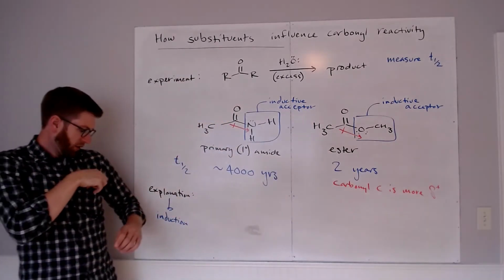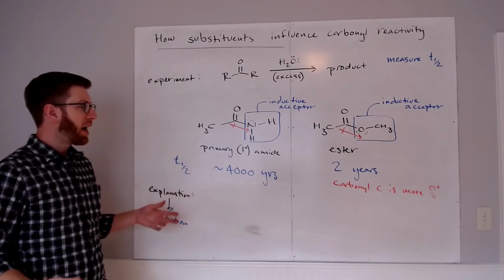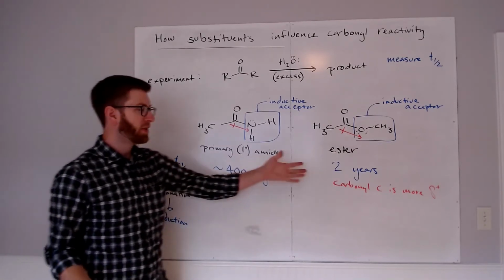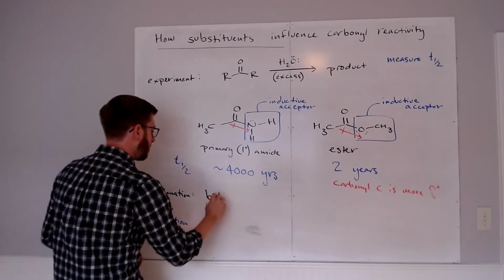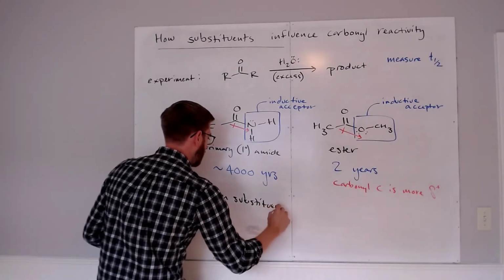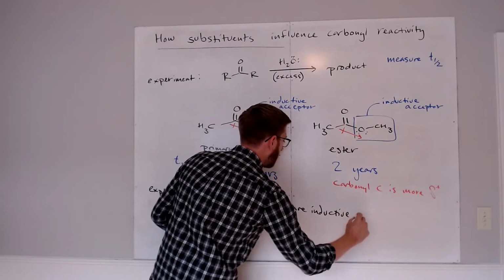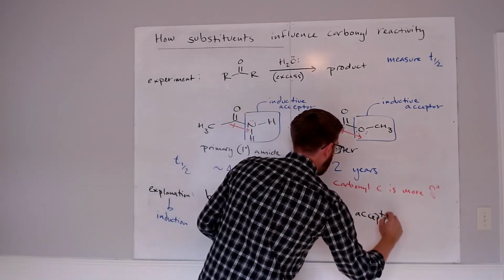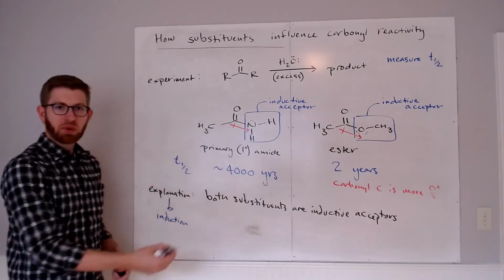Okay, so crap. I've got two inductive acceptors. How am I going to explain differences in that way? We'll make sure we take some notes. Both substituents are inductive acceptors. Oh, and by the way, I know it's probably boring to watch me write on the board for this.